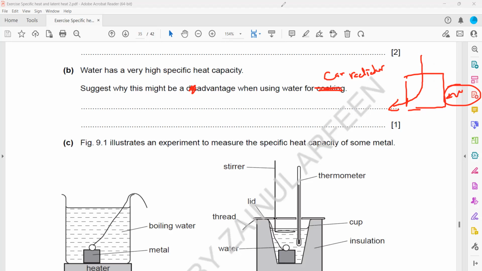Coolants, different types of other liquids, are also used, but most of them are water based. Water based means other substances are dissolved in water. So, when having a high specific heat capacity, say this is a car radiator in which the water flows, and this is representing a car engine.